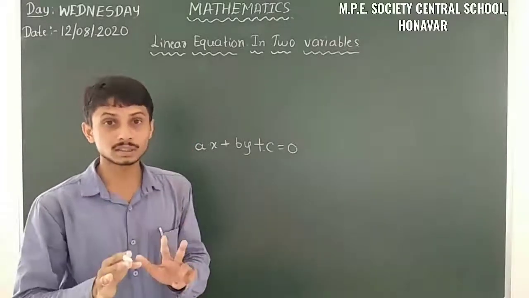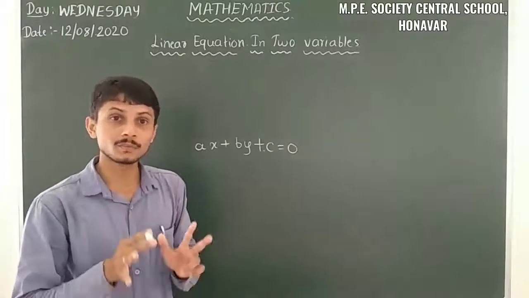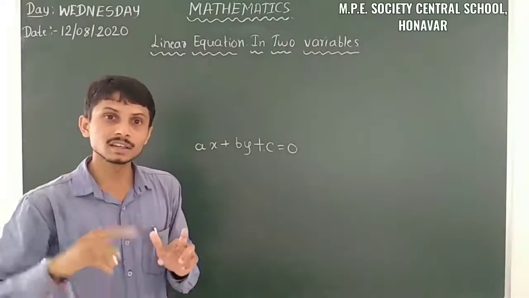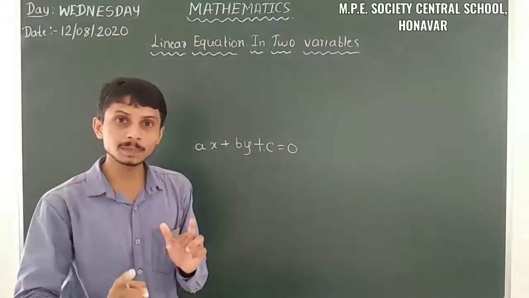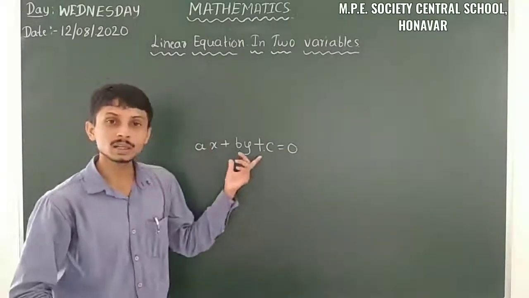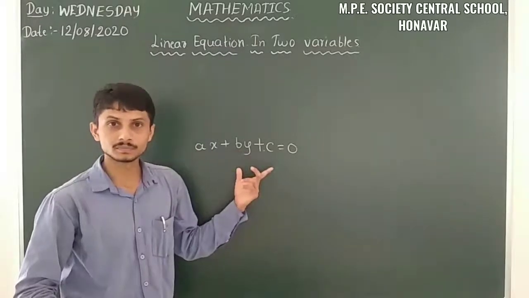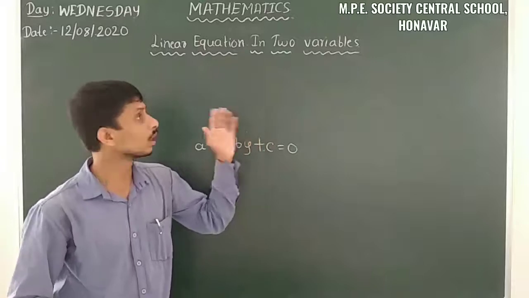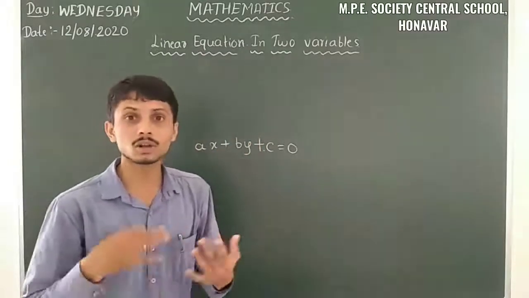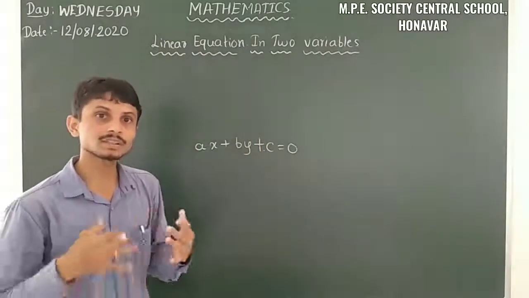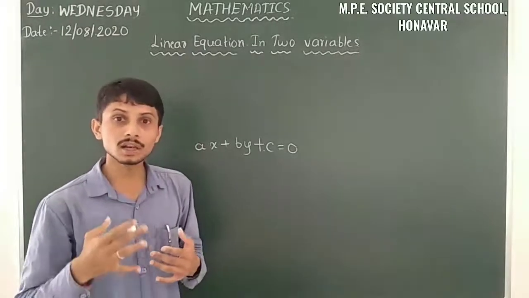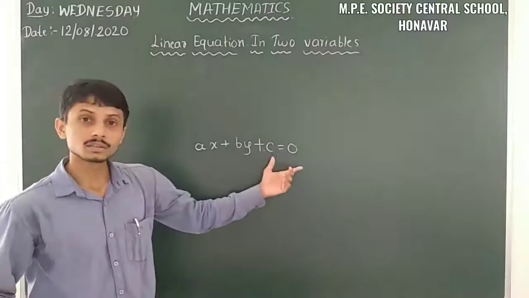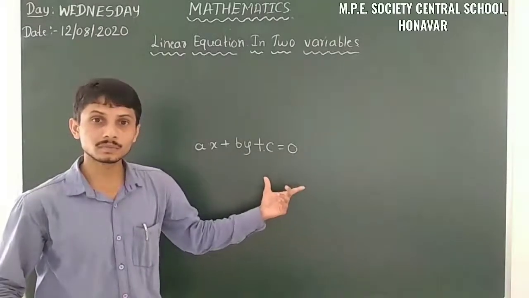There are two conditions which must hold for a linear equation in two variables. First, the power of the leading term must be equal to 1. There is no square term here. Otherwise it becomes a quadratic or cubic equation; it changes according to the degree of the polynomial, the power of the leading term. Here the degree of the leading term is 1.